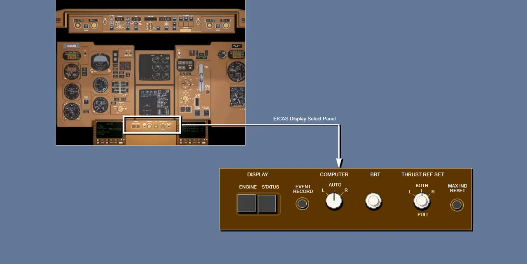The controls for the engine indications are on the EICAS control panel, which is located directly below the EICAS CRTs on the forward electronics control panel. The application controls are the engine display switch and the thrust reference set controls.